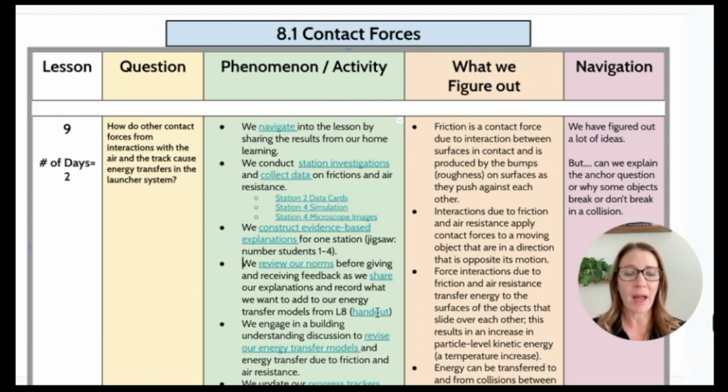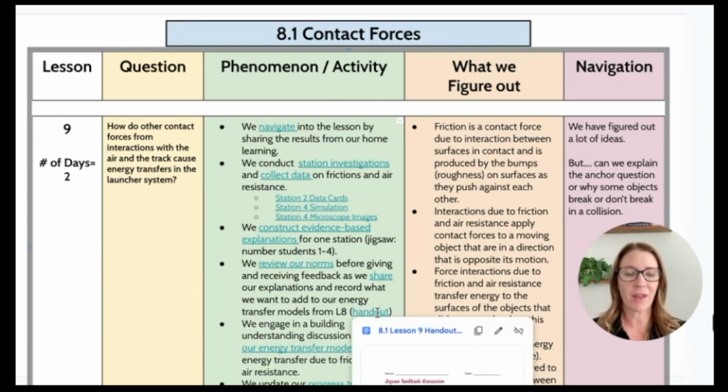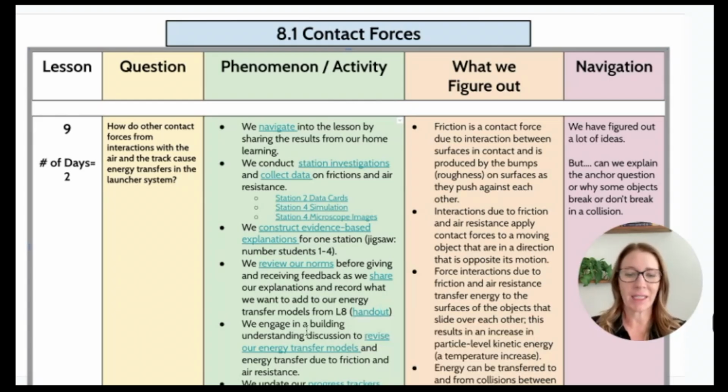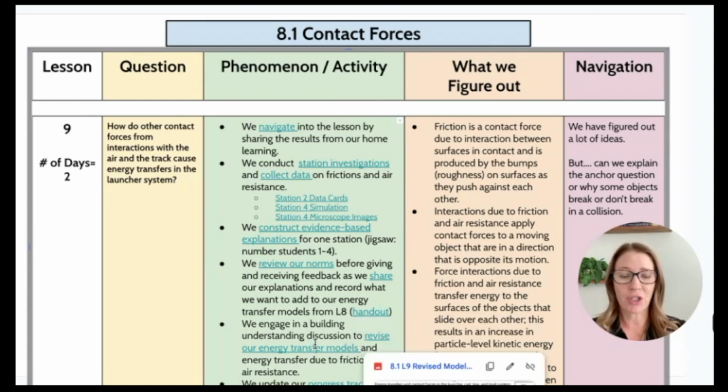And while they do that, they're going to complete a handout. And it's basically just, how would you revise that model we did last time with time points 1, 2, 3, 4, 5, that we did the consensus model around in lesson 8. You're going to give those handouts back. And so they're writing down ideas about how they would want to revise that model. And then, of course, we get together and we have a building understandings discussion to revise our energy transfer models.